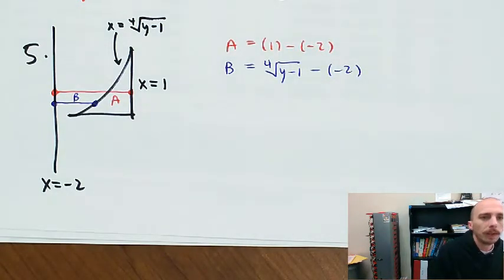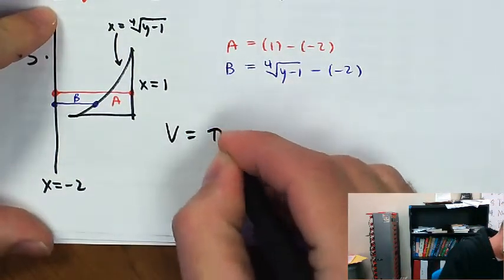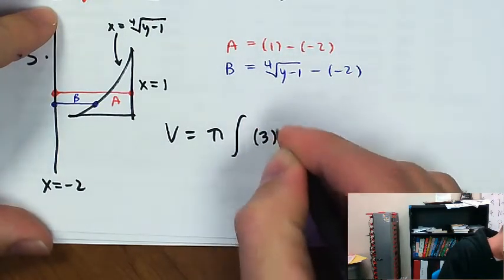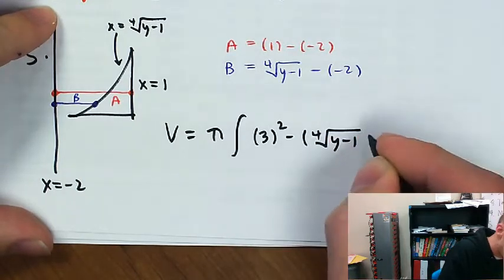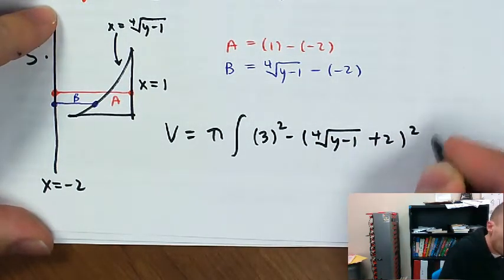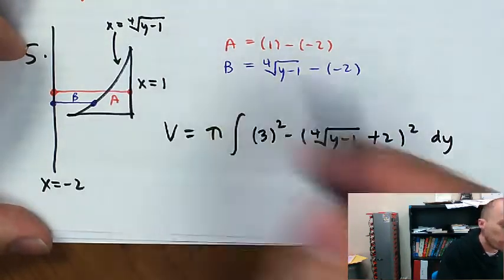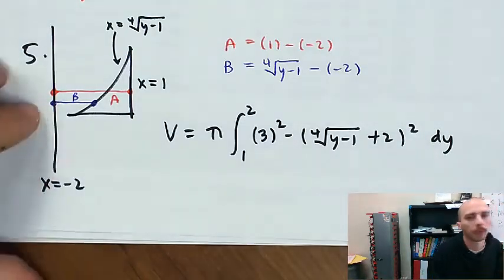Okay. And then volume is going to be pi times the integral. The large radius is going to be 3 squared, minus the small radius, the fourth root of y minus 1, plus 2, squared. We're going to let y go from 1 up to 2. All right.